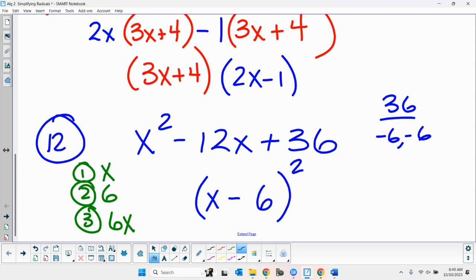Number 13 is x plus 1 and 3x minus 1. Number 14 is x minus 1 and 5x plus 2. Any questions so far? Others? All right, let's look at number 15.